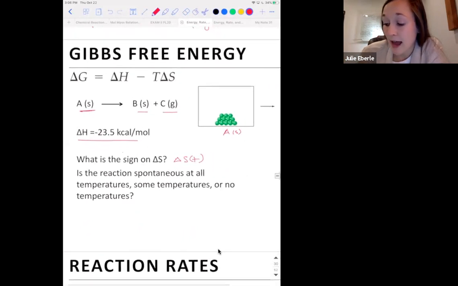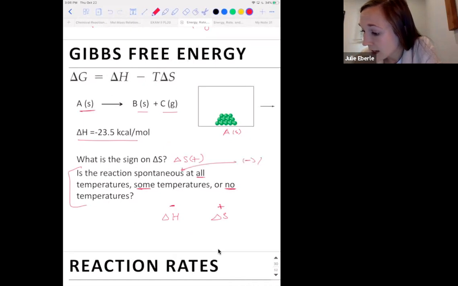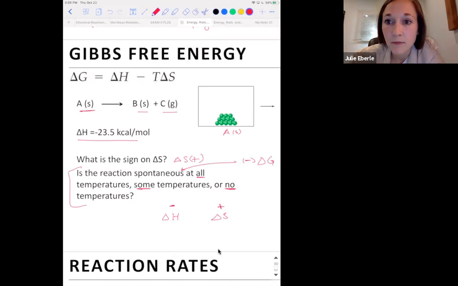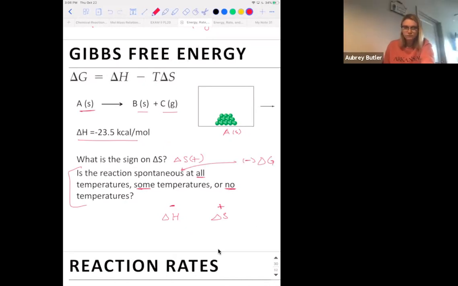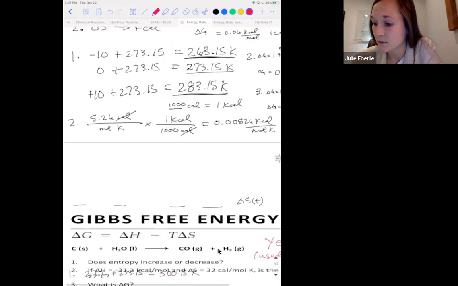All right. Now, considering your sign on delta H, which is negative, and delta S, which is positive, now let's look at the third question. Is the reaction spontaneous at all temperatures, some temperatures, or no temperatures? What do you think? Spontaneous means delta G is going to be negative. Is it spontaneous at all, some, or no temps? All? Aubrey says all. Anybody agree or disagree? If you want to double check, what do we do? Let's just go look at the table. We have a negative delta H, positive delta S. Right there.